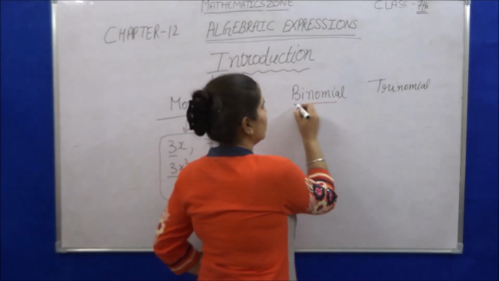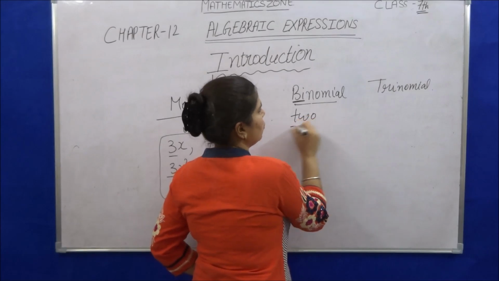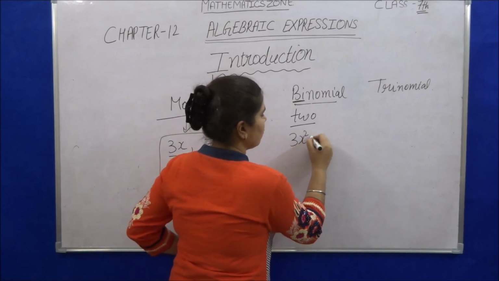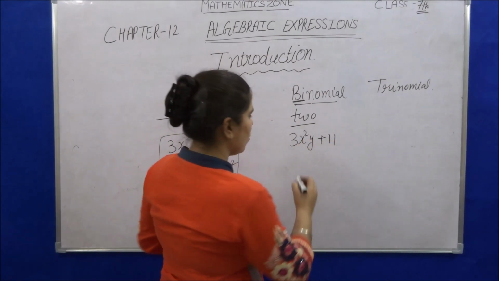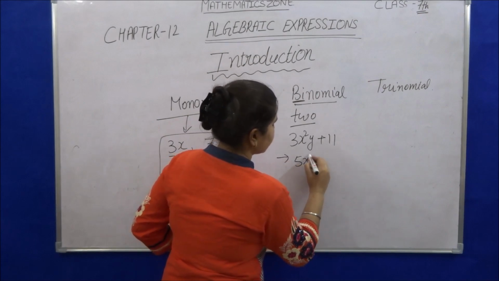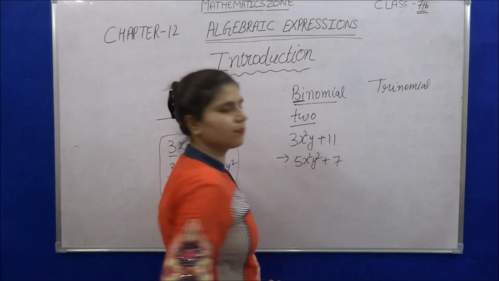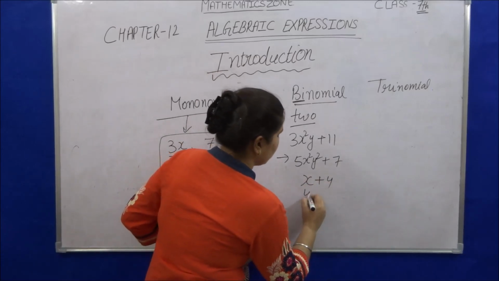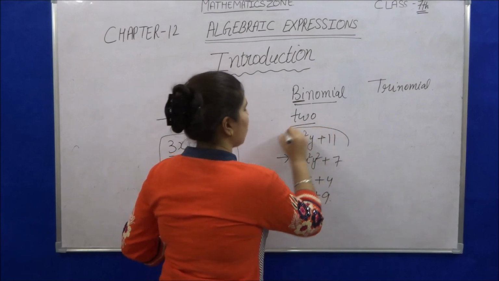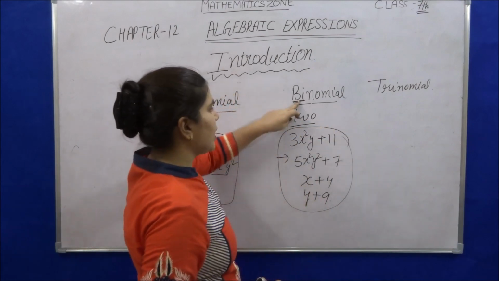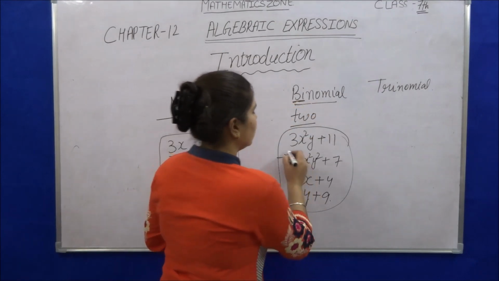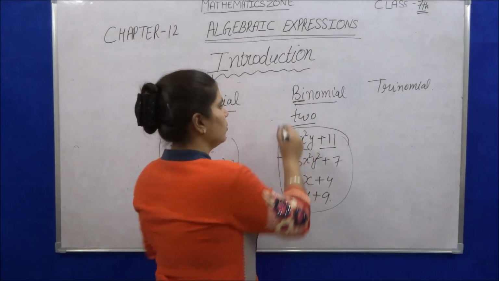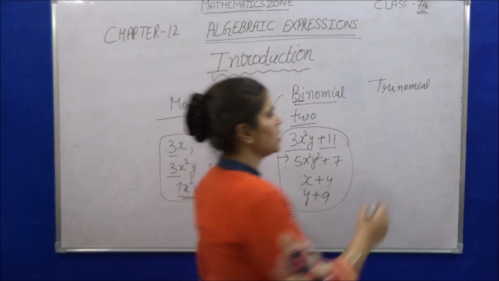Now binomial, here bi means two. So in this expression two terms will exist, like 3x square y plus 11, or 5x square y square plus 7, or x plus 4, or y plus 9. These are all binomials. So when an expression has two terms, it is a binomial. Next is trinomial.